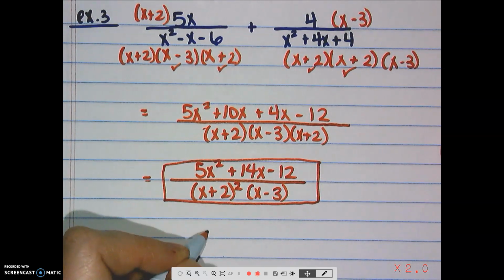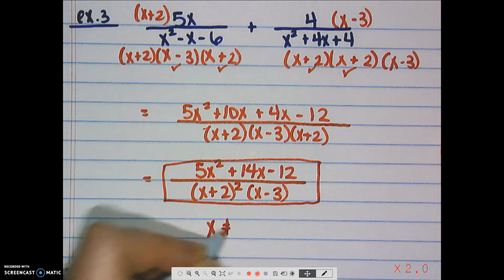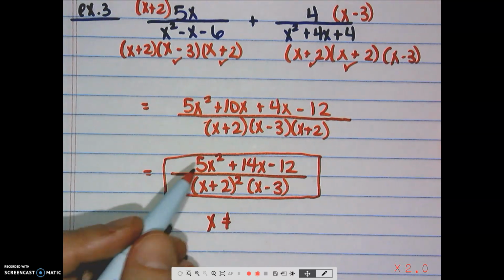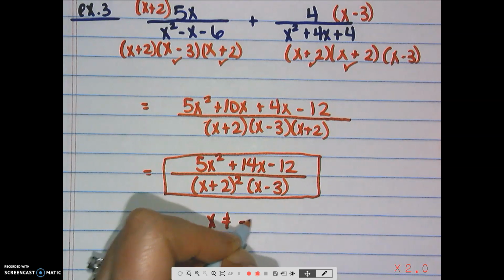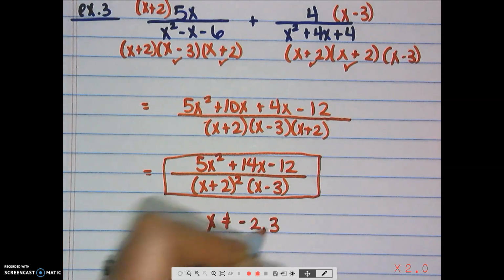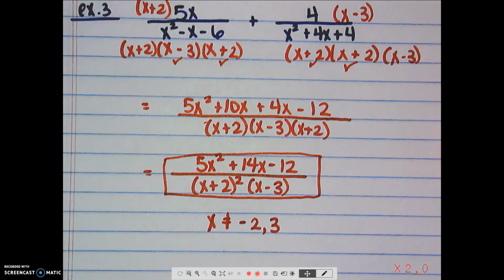And then the last part of this is to find our restrictions. And remember, you're only looking in the denominator for this. So we would have x can equal negative 2 and x can equal a positive 3.